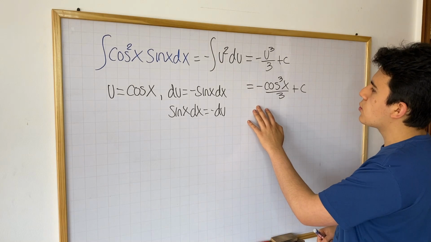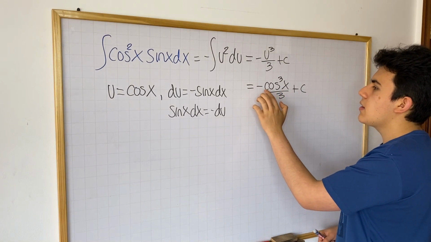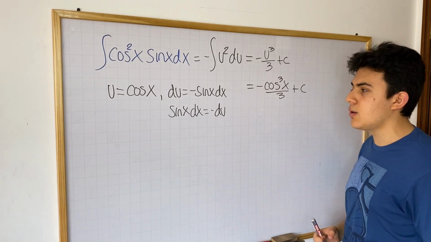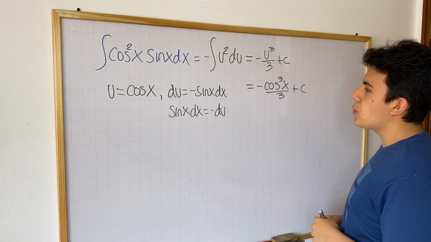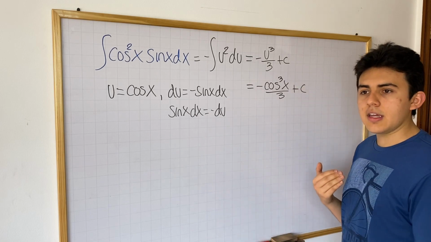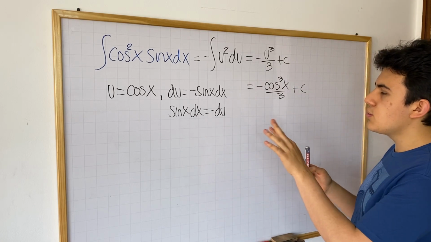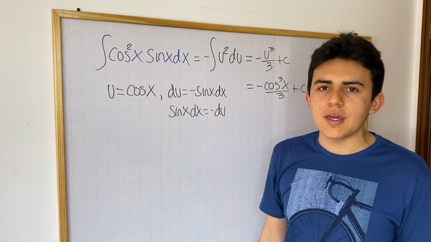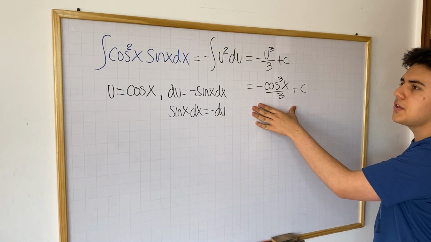Now you can check this real quick. If you differentiate it, you're going to get minus cosine, the 3 exponent and the 3 denominator get cancelled out. And we're going to get minus cosine squared times minus sine x, and you can see the two negatives cancel out, and you get cosine squared times sine x, which is what we have here, okay? So yeah, now this is how you can solve this integral.